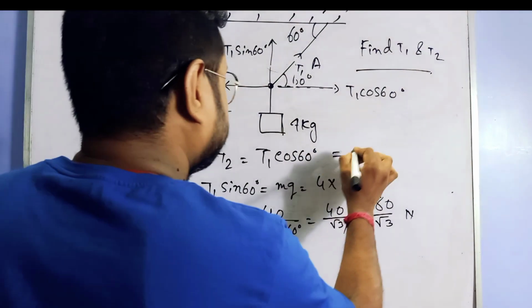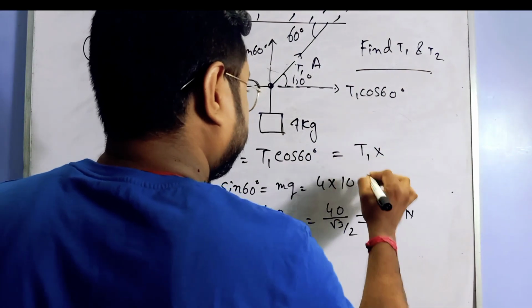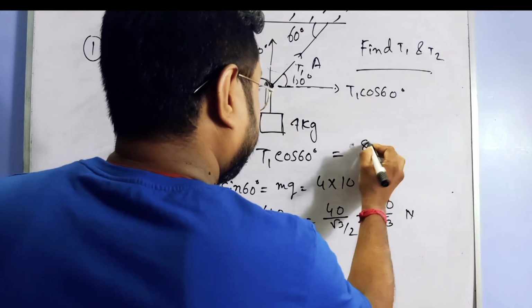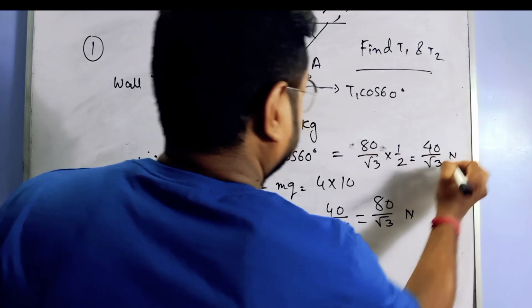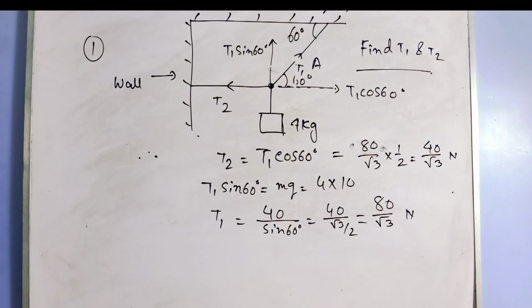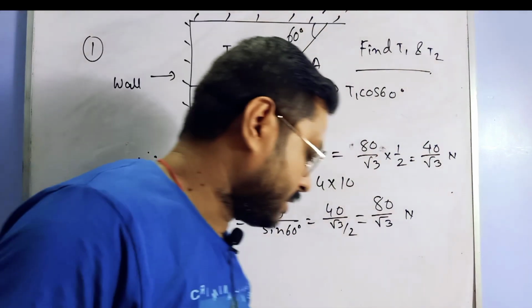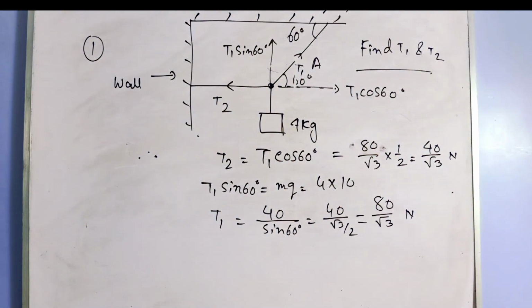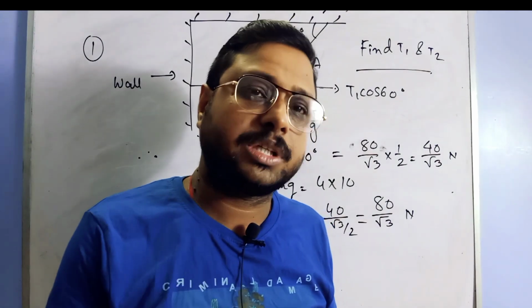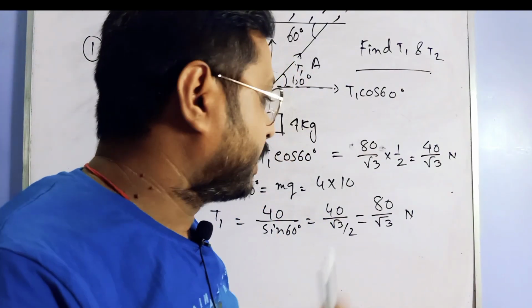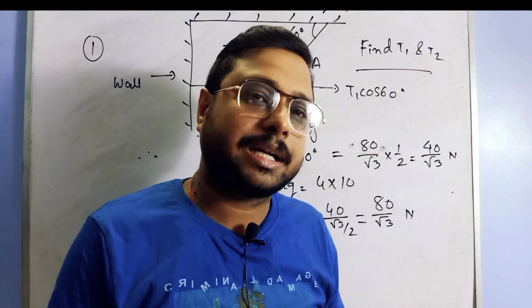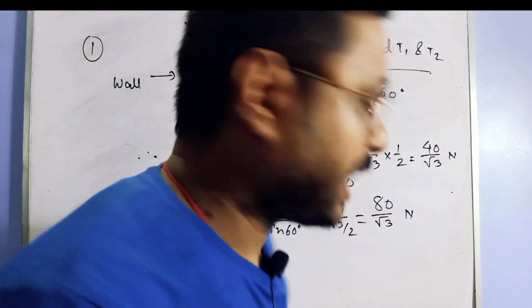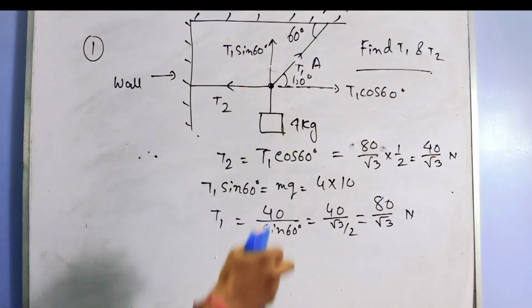So T2 equals T1 cos 60, that is half of T1, as the cos 60 value is half. So T2 is 80 by root 3 into half, that is 40 by root 3 Newton. So you can easily find out the values of T1 and T2. This is the diagram, and you can come out from Newton's first law of motion. We remember that we cannot consider any acceleration here. In the next class we go with the second law and solve problems relating to acceleration and force.